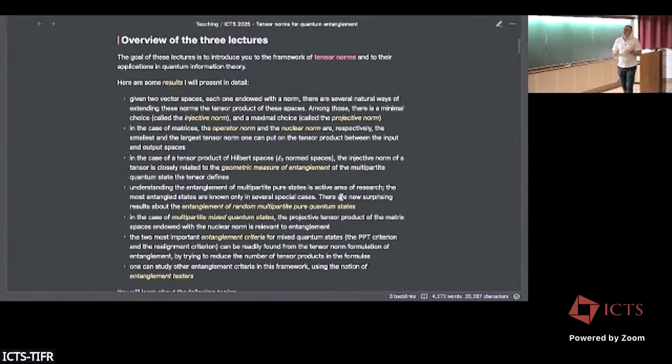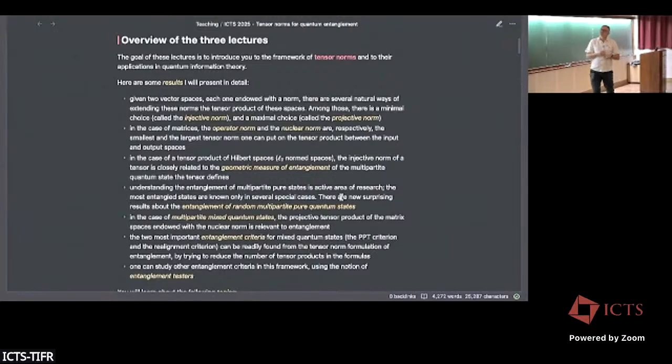There is a smallest possible norm and a largest possible norm. These are called the injective and the projective norms. These are the two beasts that I want to discuss in these lectures. And there are many, many other choices in between the injective and the projective.